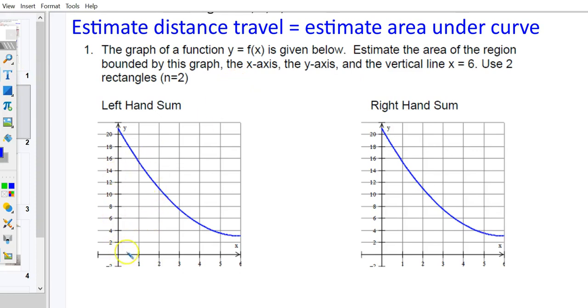So if I need 2 rectangles from 0 to 6, I want to find out, well, how wide will the rectangles be? So I'm going to call that width. And if we're going from an x of 0 to an x of 6, that distance in between is 6 minus 0. I want 2 even rectangles. So every 3 units will cut off our rectangles.